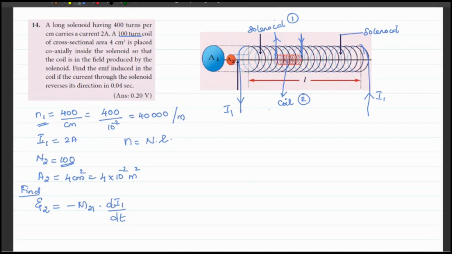So here, what can we write for mutual inductance M21? M21 is equal to mu naught N1 N2 A2 into L. Here N1 is given as small n, but N2 is given as capital N. What relation do we know? Small n is equal to capital N by L. So N into L is equal to capital N. So this N2 into L can be replaced by capital N2.